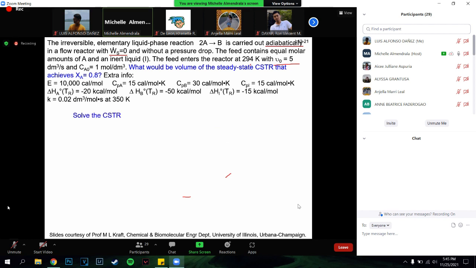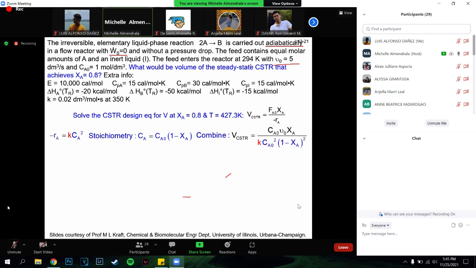So this is the non-elementary reversible reaction. So once you have the value of X_A and T at 80%, the temperature is known. So from the stoichiometry, you can now get your K. And then you have your C_A well defined in terms of X. K is calculated as a function of T. All right. So you can evaluate K at the temperature of the reaction for 27.